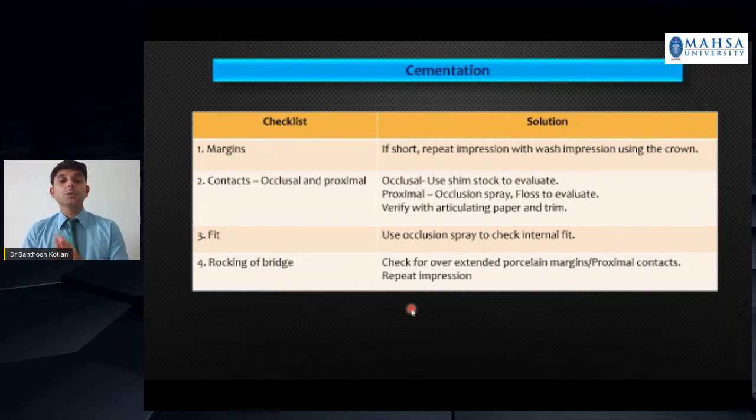But if it is due to any overextended margins or tight proximal contacts, you can just look for it using the methods that I already mentioned and trim the proximal surface or the overextended margin, and it should be fine. But if nothing works, then you have to repeat the impression.